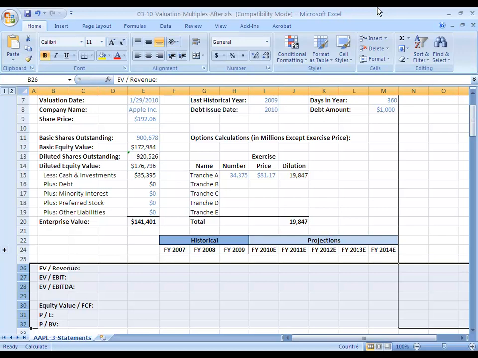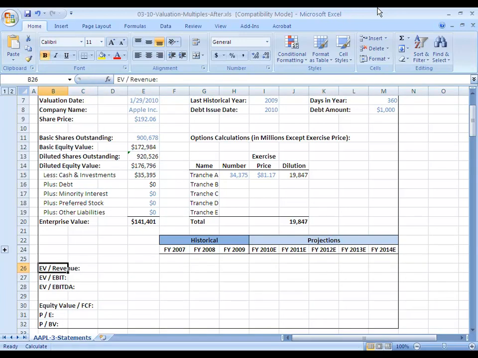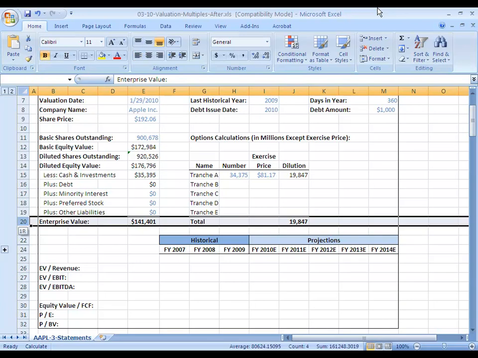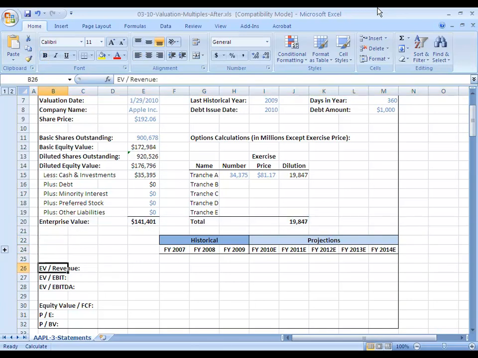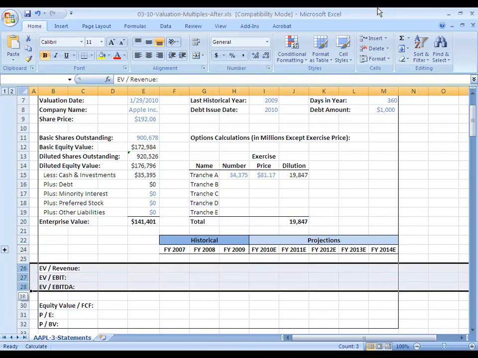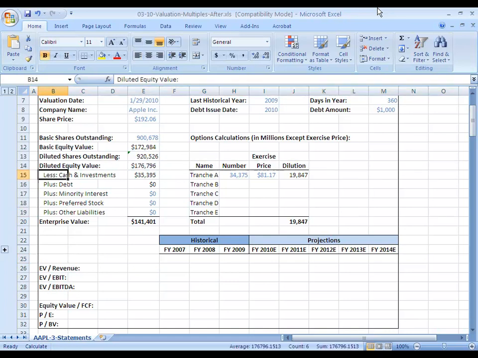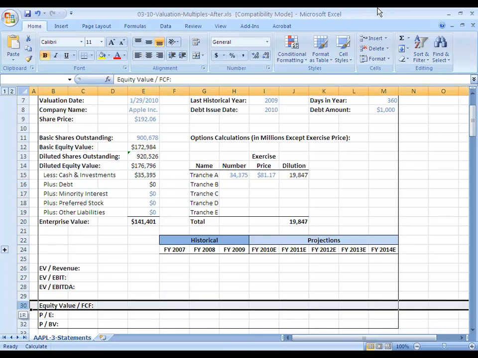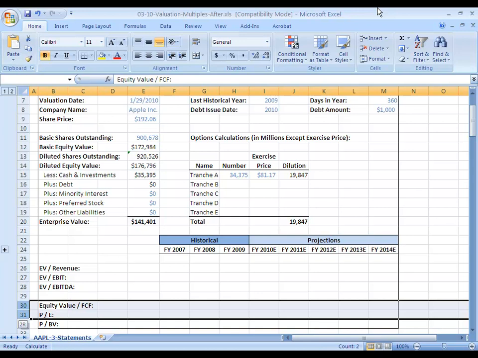Now the concept of a multiple is fairly simple. You just take enterprise value right here, and then you divide by one of these metrics. So you divide by revenue or EBIT or EBITDA, or you take equity value, and then you divide by free cash flow, or you divide by net income, or you divide by book value. So the basic concept here is pretty simple. Really the only tricky part is that you have to be careful whether you use equity value or enterprise value depending on what multiple it is.